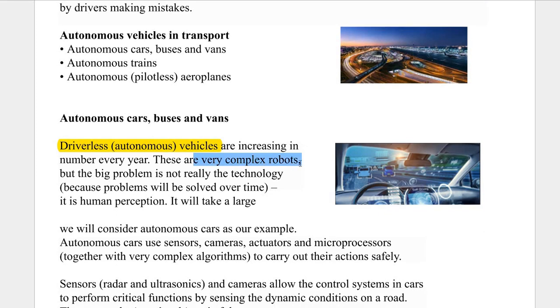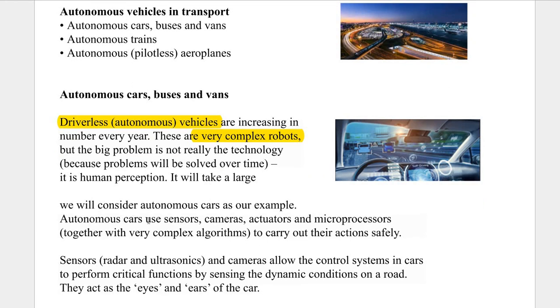They are very complex robots, and they are using sensors, cameras, actuators, and microprocessors to control or to carry out their actions. For example, when we say autonomous cars, we mean a very complex robot that uses sensors, cameras, actuators, and microprocessors to control where it is going.